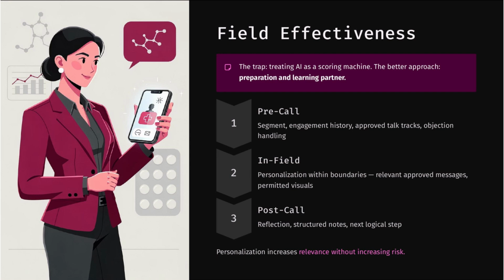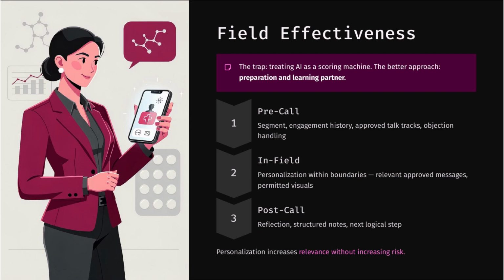A field effectiveness agent can do pre-call planning in a way that is genuinely helpful. It can pull the account segment, recent engagement history, access context, and any relevant approved messaging themes. It can propose a call objective and 2 or 3 compliant talk tracks. It can also anticipate common objections for that segment and provide approved responses or recommend when to engage medical affairs. After the call, it can help with post-call reflection: what worked, what did not, and what the next logical step is.